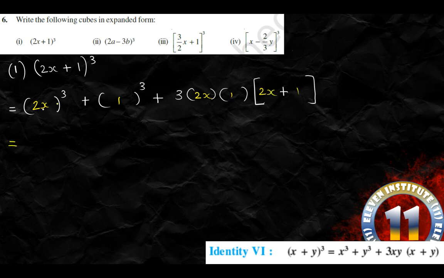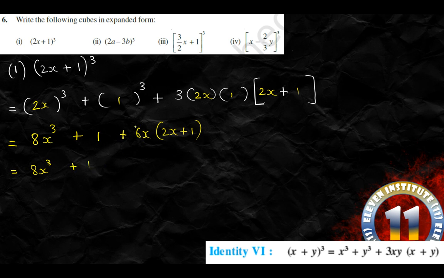Now just simplify. So 2 cube is 8. So we over here get 8x cube. Then we have 1 cube as 1. Then here we will multiply these 3 brackets. 3 2s are 6, 6 1s are 6. So we get 6x over here. And then inside we have 2x plus 1. Eight x cube plus 1.